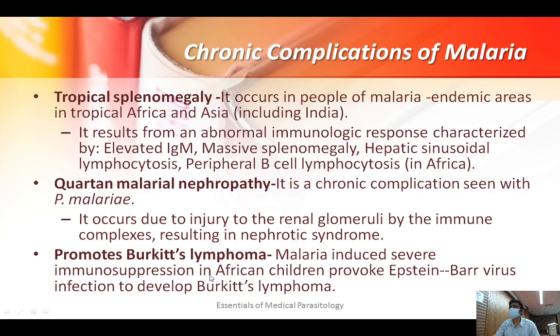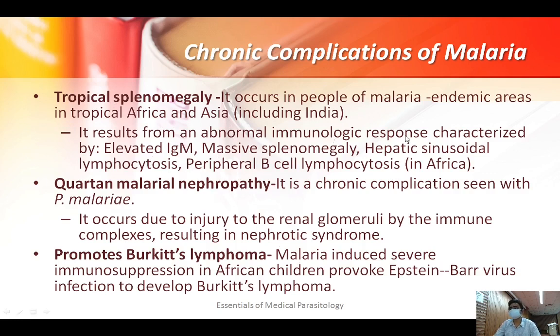Then there are chronic complications of malaria. When we come across these chronic complications, there is something called tropical splenomegaly, which develops in people who reside in the endemic areas. This occurs because of elevated polyclonal B cell activation, which results in elevated IgM levels.